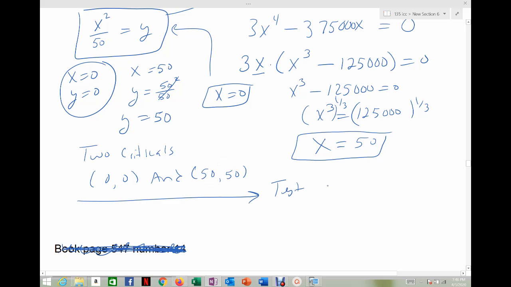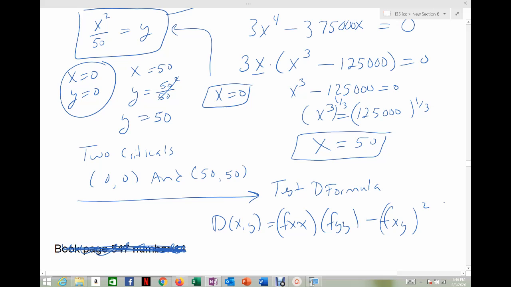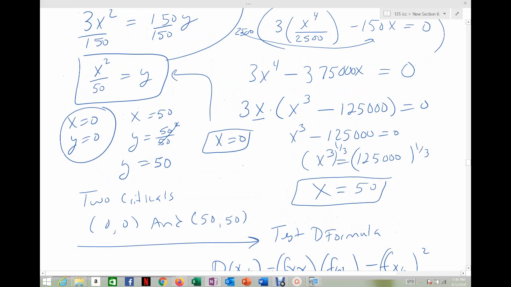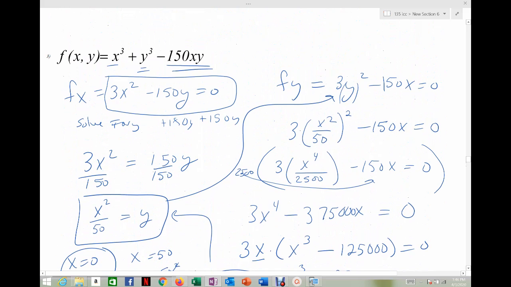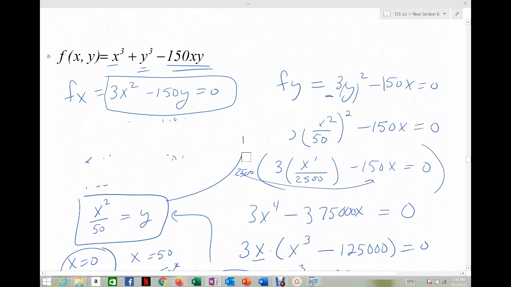Alright, so the test to see what they are, well, I need my D formula. My D formula is the second derivative with respect to x times the second derivative with respect to y minus my mixed derivative, but that whole thing squared. So I have to find my second derivatives. I'm going to erase a spot up here to find them, because I need my first derivatives to get to my second derivatives. So I'm going to erase this and do my second derivatives and then plug them into my formula.